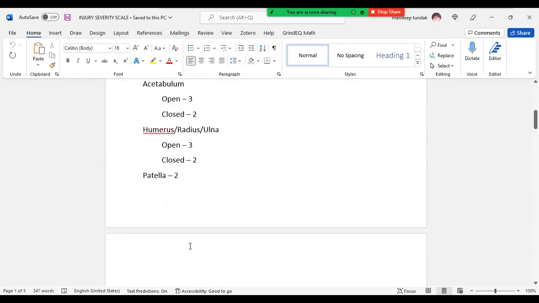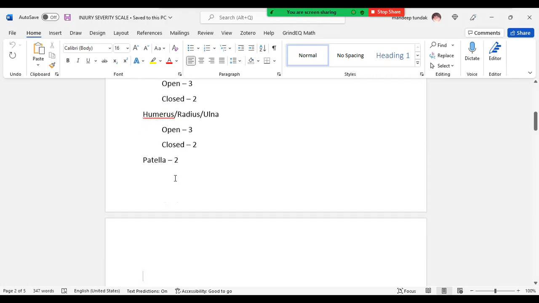For acetabulum, if it is open, the score given is 3. If it is closed, the score given is 2. For humerus, radius, and ulna, all these 3, if it is open, the score given is 3. If it is a closed injury, the score is 2. For patella, the score given is 2, both open and closed.